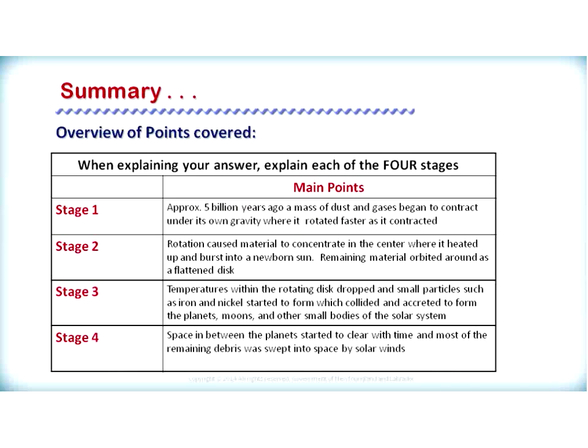Stage 2 focuses on the rotation causing the material to concentrate in the center where it heated up and burst into a newborn sun. So the origin of the newborn sun, the protosun, will be a key stage to mention in stage 2. Then also you need to mention the remaining material orbited around the newborn sun in a flattened disk.